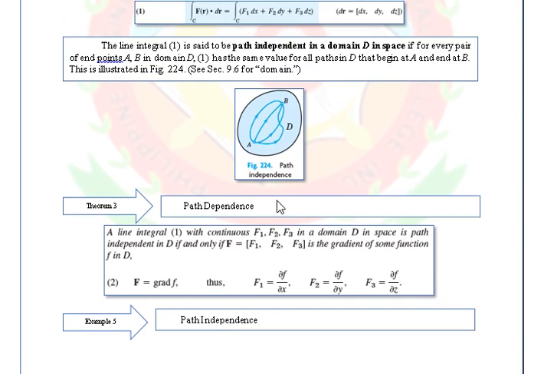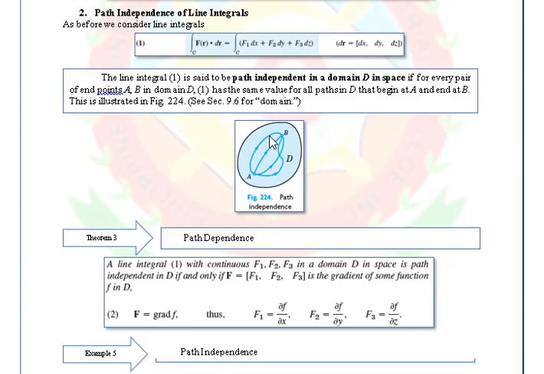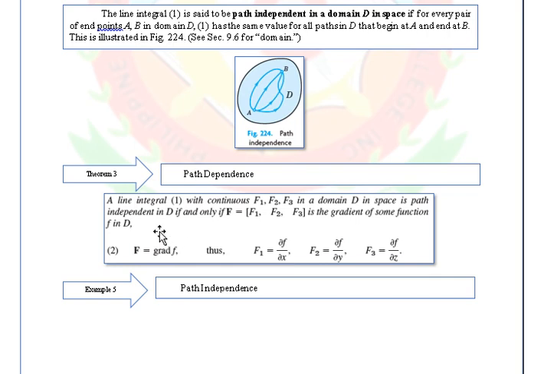So we call that one path dependence. Dito sa last natin na path, it should be path independence. This should be path independence. But anyway, a line integral with the continuous f1, f2, and f3 in a domain D in space is path independent in D if and only if f equals f1, f2, and f3 is a gradient of some function f in D.